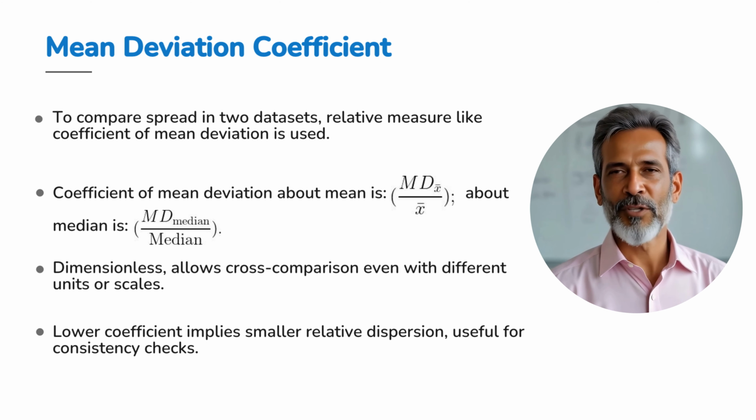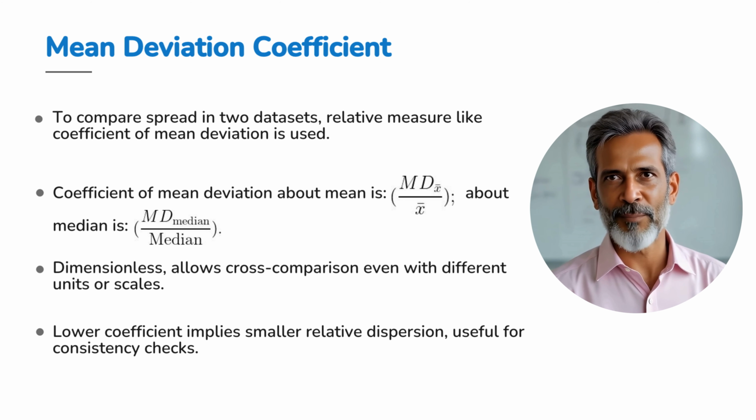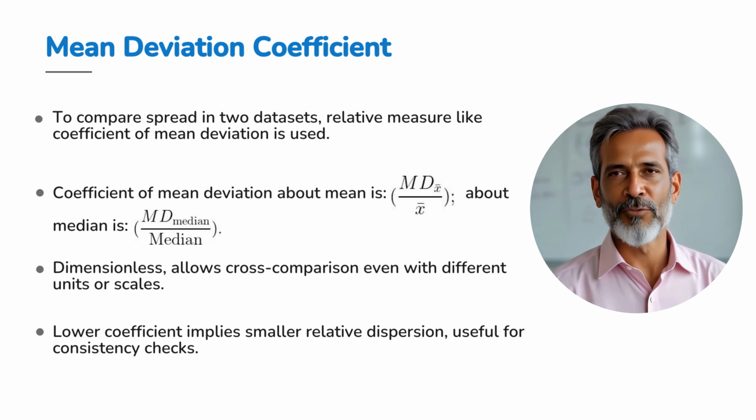A lower coefficient means less relative spread, indicating more consistent data. Visualize a bar chart with two datasets side by side, showing their mean deviations and mean or median values. This comparison aids understanding which data is more consistent relative to its center. So before concluding which dataset is more variable, consider this relative measure.